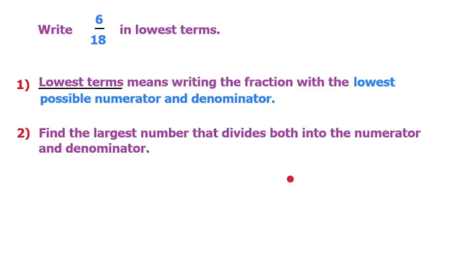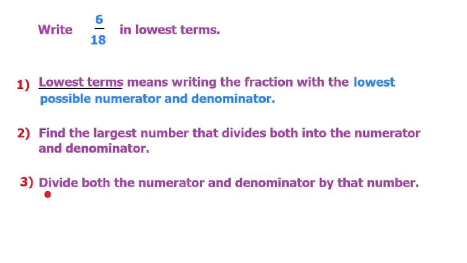The next step is to find the largest number that divides both into the numerator and denominator. So for example, I know that 2 fits into 6 3 times. 2 also fits into 18 9 times. But that's not the lowest fraction that this could be. So we need to continue looking for the lowest term.